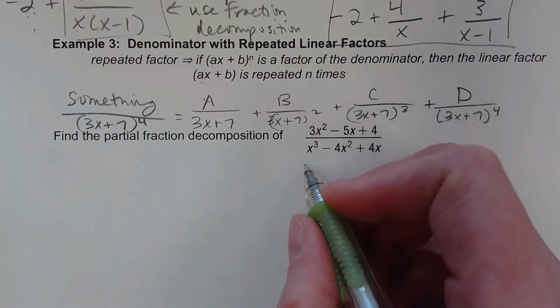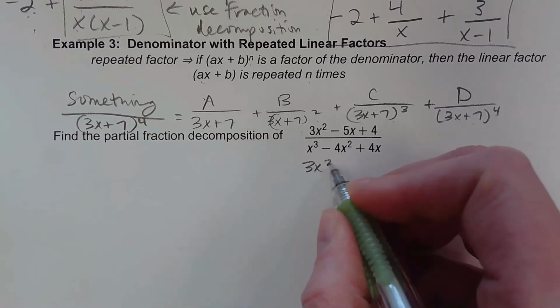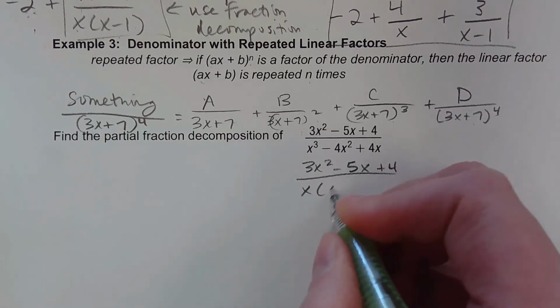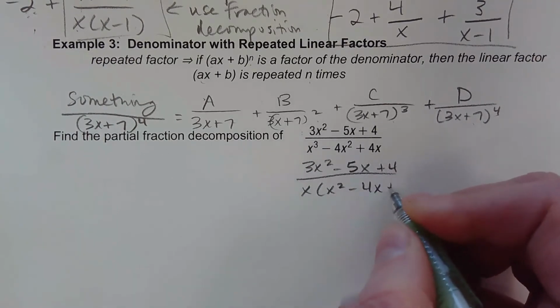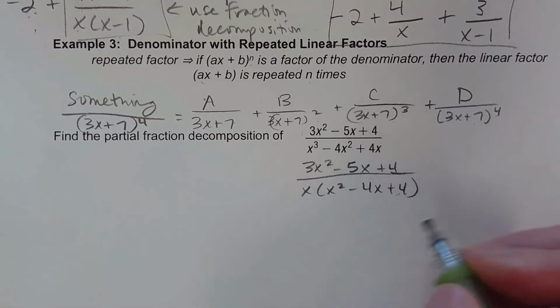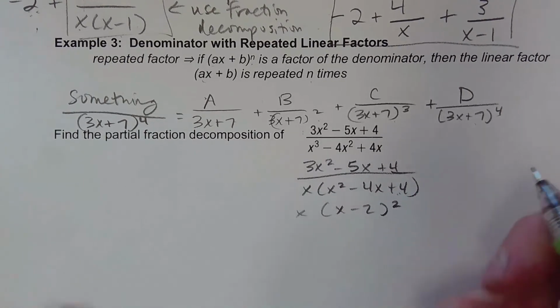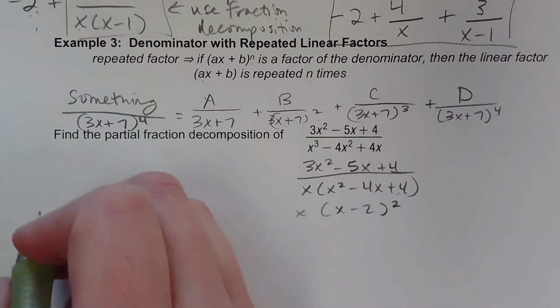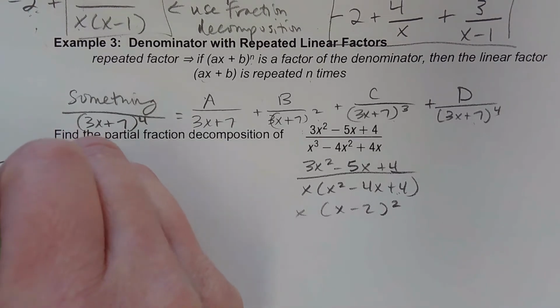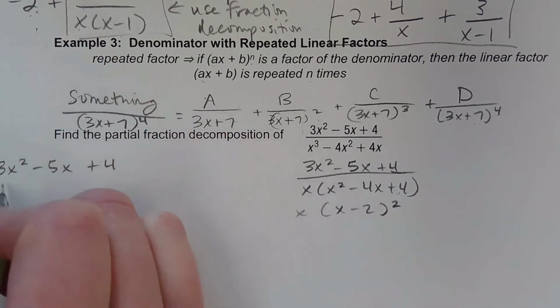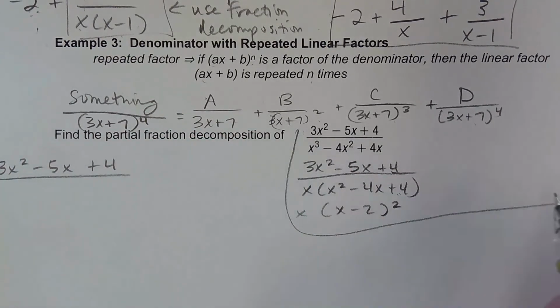So I want to take my denominator, and let's see, I could factor out an x first. And then, lo and behold, I have a repeated linear factor. This is an x minus 2 squared. So what that means, and I'm going to start this problem maybe over here, plus 4. This is just going to be like my scratch work here.